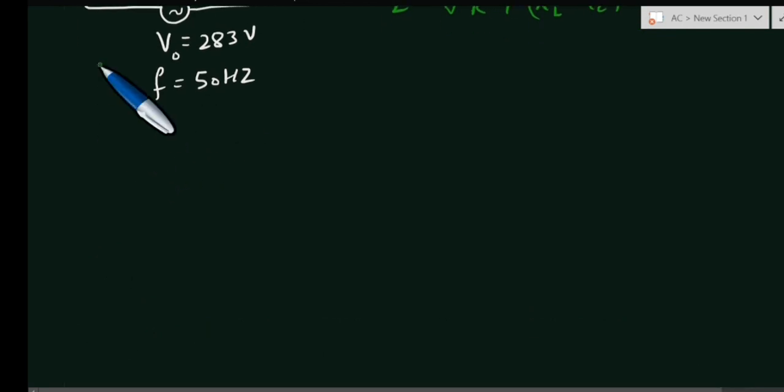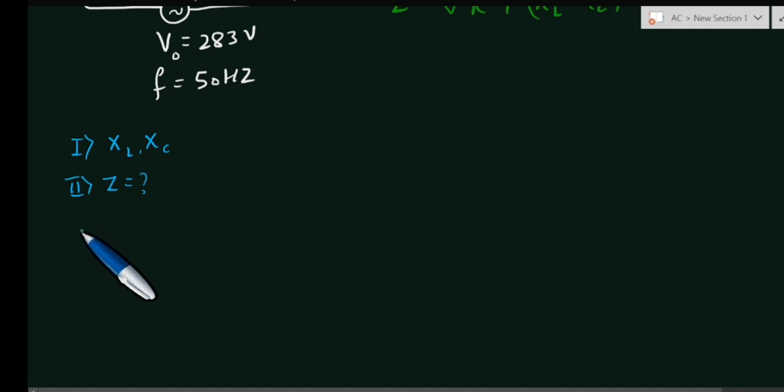The first step is to calculate XL and XC. After calculating this, the second step is to calculate the value of Z. Later, they are asking here what is the phase difference.